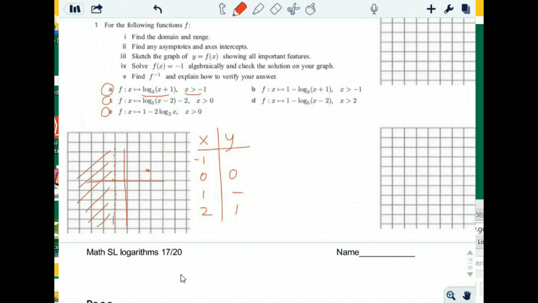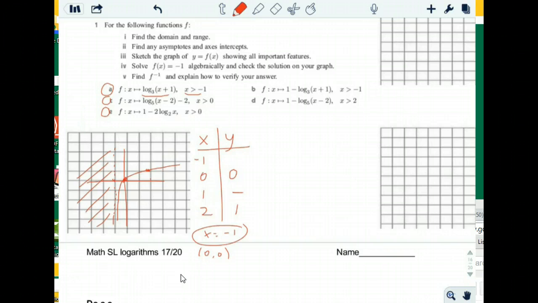And then 0 gives us 0. So now we can graph it already, like that. And then we already found the asymptote. The asymptote is x equals -1, right? That's the asymptote. And the axes intercept is basically (0, 0). And sketch the graph, we did.